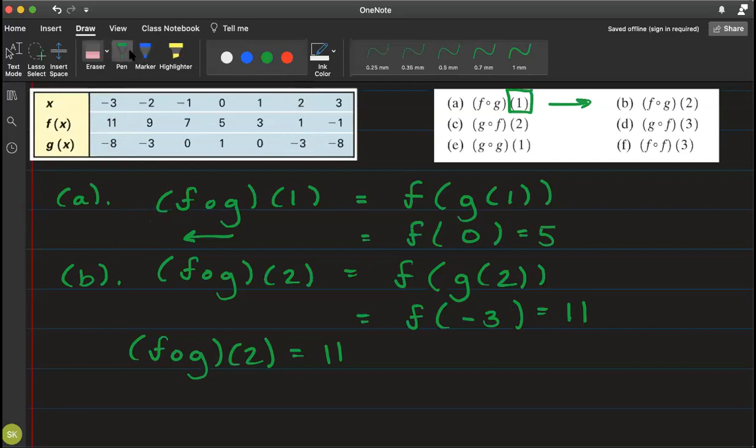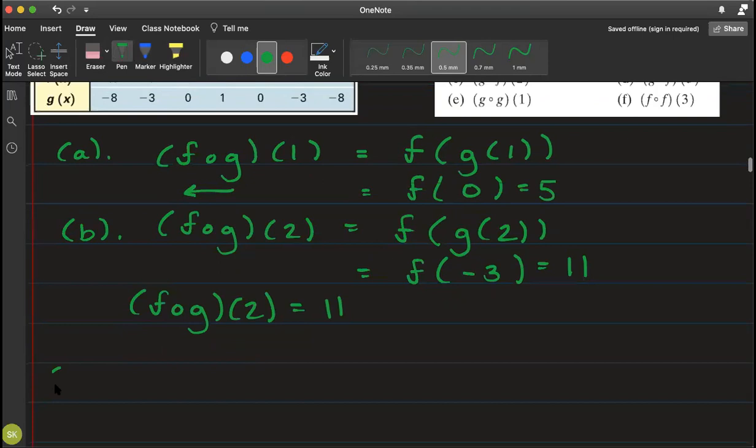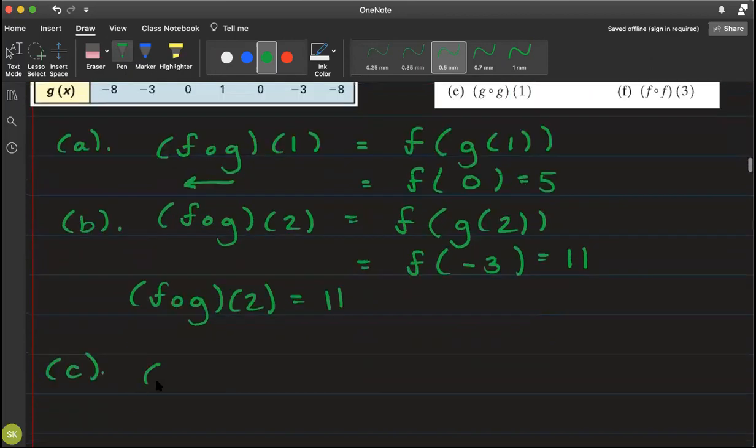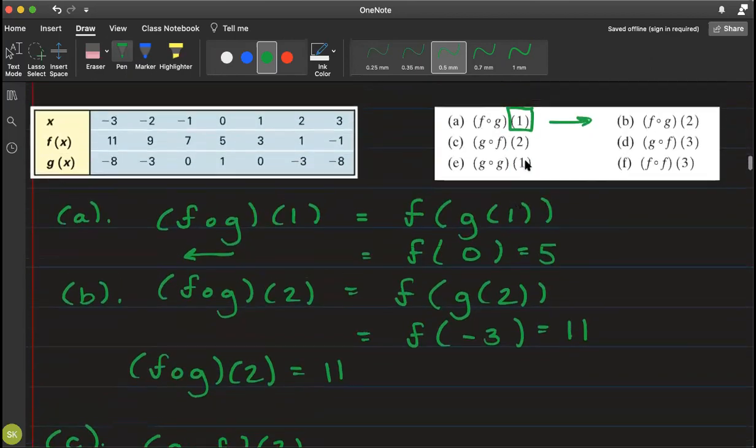Okay, let's try another one, part C. This time for C, the roles of f and g are reversed. You can see I have g composed of f. So I'm going to put g composed of f of 2. Now, something to notice here, the last one I did f composed of g of 2. This time I'm doing g composed of f of 2. And no, they're not necessarily going to be equal. And let's see if that happens here.